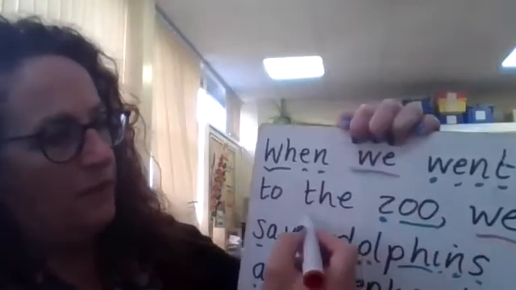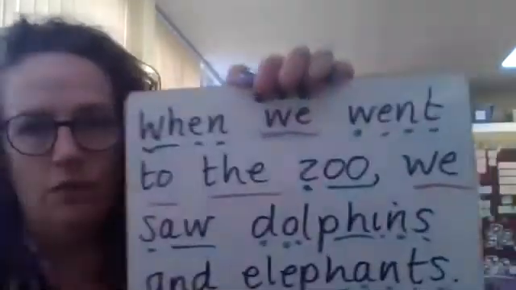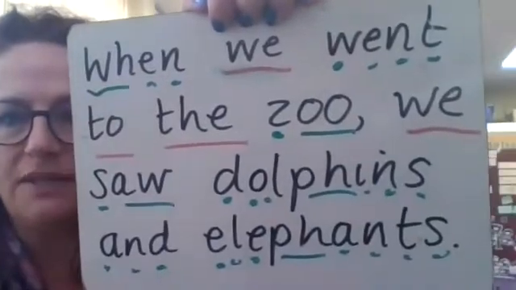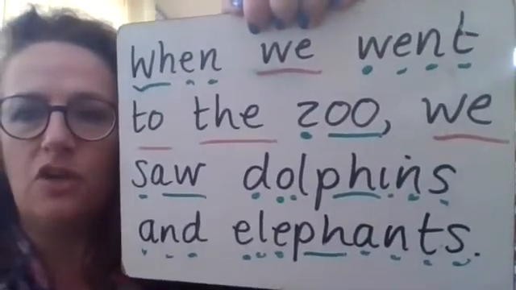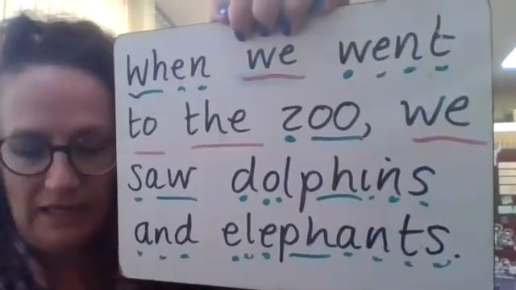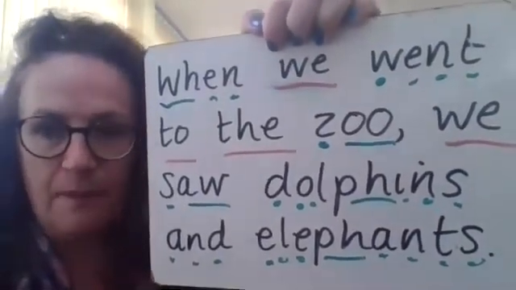We, the, and to. So this is what our sound buttons would look like for: When we went to the zoo, we saw dolphins and elephants.